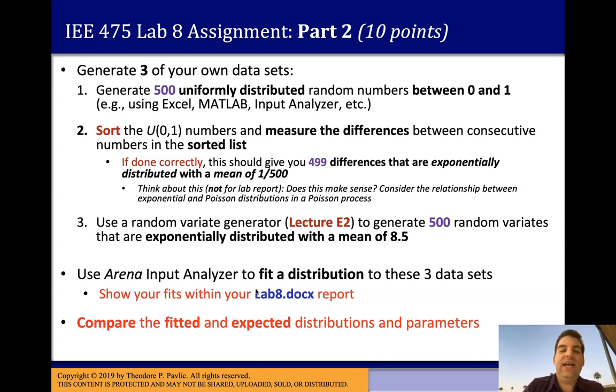Then I want you to take a random variate generator, like we learned to do in lecture E2, to generate 500 random variates that are exponentially distributed with a mean of 8.5. So this is just like, I think, homework D2, but I'm asking you just to generate 500 exponentially distributed random variates with a mean of 8.5. So that'll give you 3 data sets: a uniformly distributed one, an exponentially distributed one that's generated from that uniformly distributed one, and then another exponentially distributed one you generated yourself.